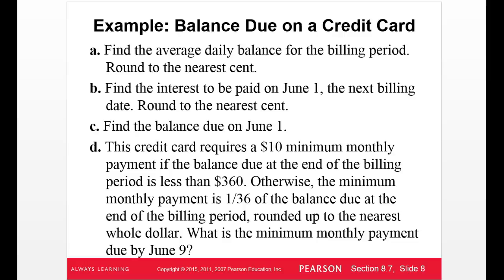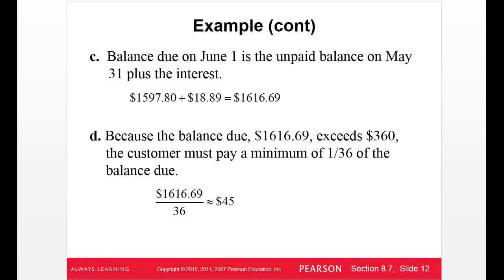All right, and then Part D says, this credit card requires a $10 monthly minimum payment if the balance due at the end of the month billing period is less than $360. Otherwise, the minimum monthly payment is 1/36 of the balance due at the end of the billing period, rounded up to the next dollar. What's the minimum monthly payment? Well, our balance due is way more than the $360 that would result in a $10 payment. So 1/36 of the balance due. Take that $1616.69 divided by 36. We get about a $45 minimum payment that's due.